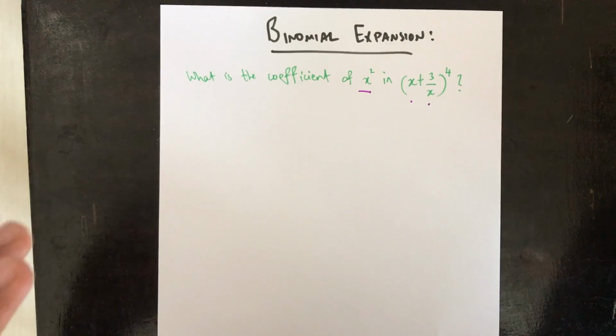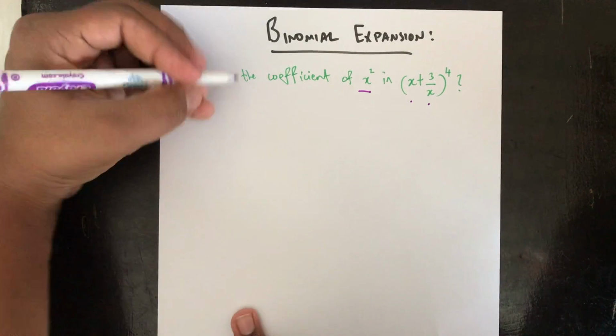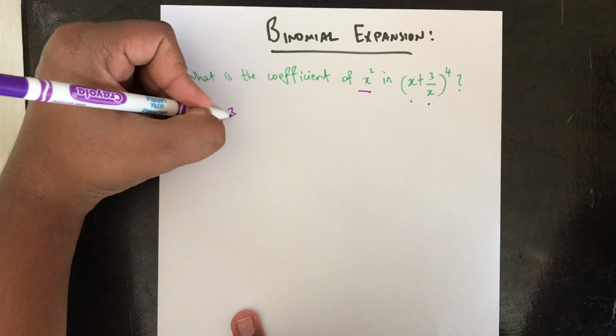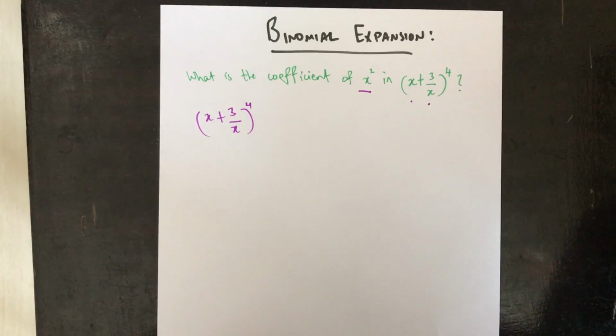So it's very similar to the previous video. All you need to do is just understand what the question is asking. So let's start by expanding (x plus 3 over x) to the power 4. We will be using the binomial expansion method because it's much easier.